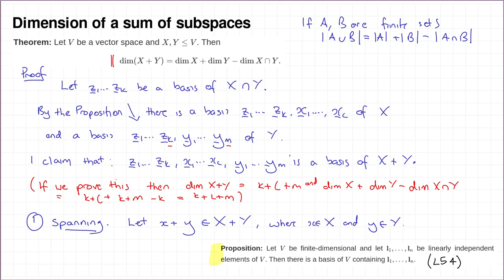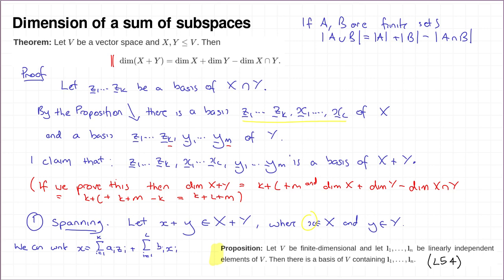Well, I can now use the fact that I have a basis for X and a basis for Y. So that basis for X is a spanning set for X. So my element just here can be written as a linear combination of this basis. So we're just going to do that. We can write x as a linear combination of the z's and the x's: the sum from i equals 1 to k of a_i times z_i plus the sum from i equals 1 to l of b_i times x_i.